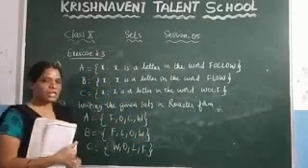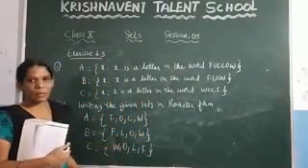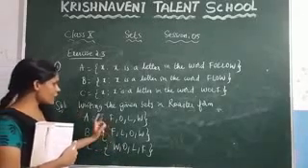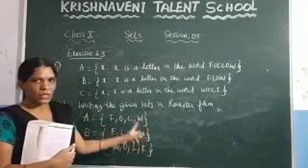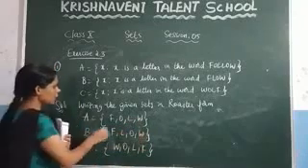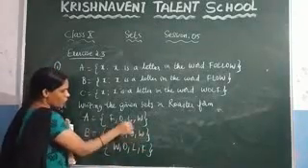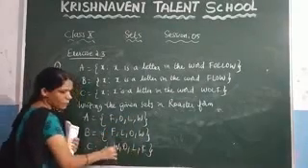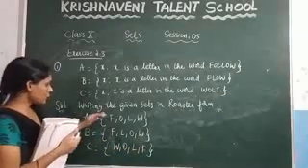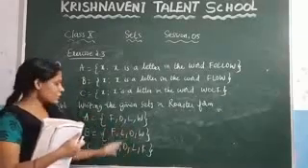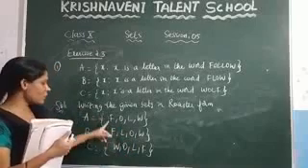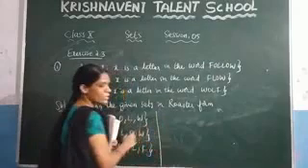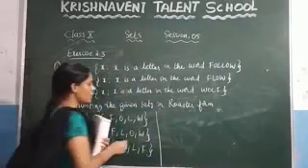Now you need to check which sets are equal among these. Now see the first set. In the first set it contains the elements F, O, L, W. Similarly, the second set contains the elements F, O, L, W. Similarly, the third contains F, O, L, W. You can observe that these three sets contain the same elements. What are those elements? F, O, L, W. So we can say that these three sets are equal.